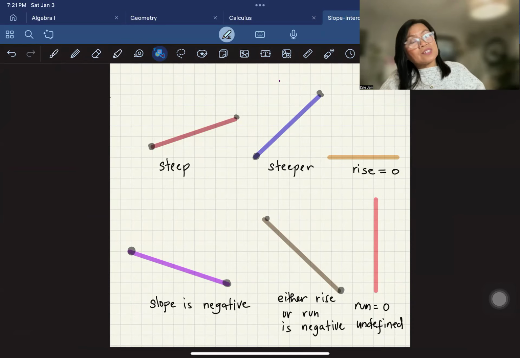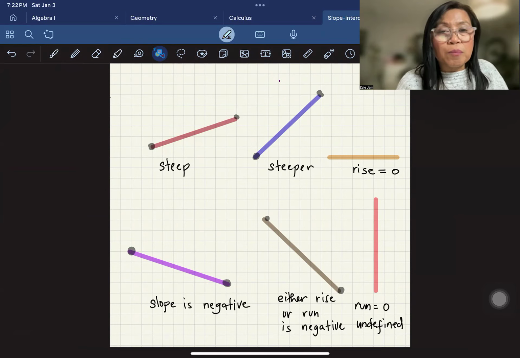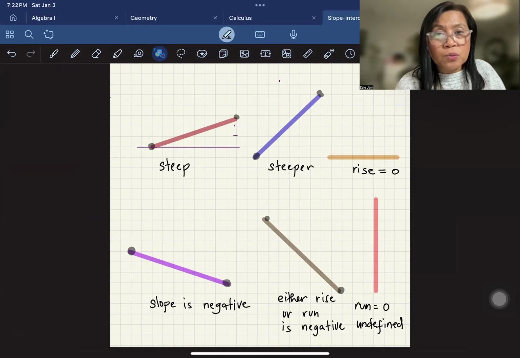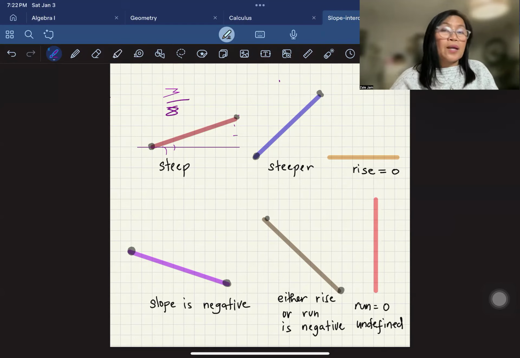If the line rises as it moves to the right, then we have a positive slope, like in this case. We're moving up from this level, 1, 2, 3, so 3 points up. And then we're moving also 1, 2, 3, 4, 5, 6, 7, 8, so that's 8 points. So we could say that we have 3 over 8 as our slope. This is a positive slope.